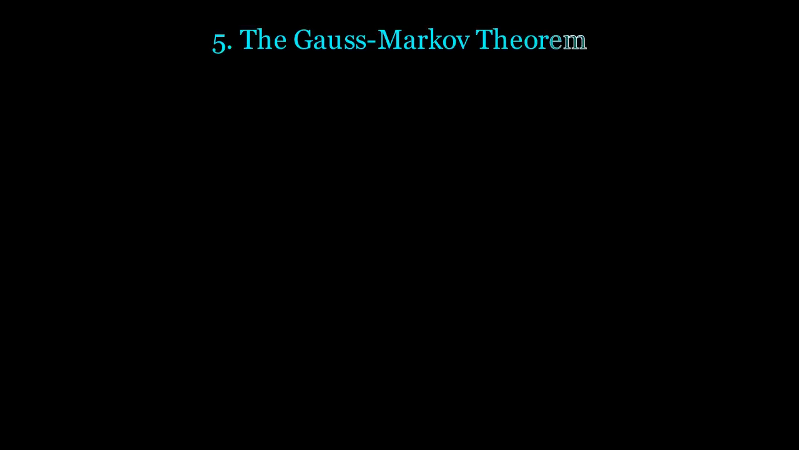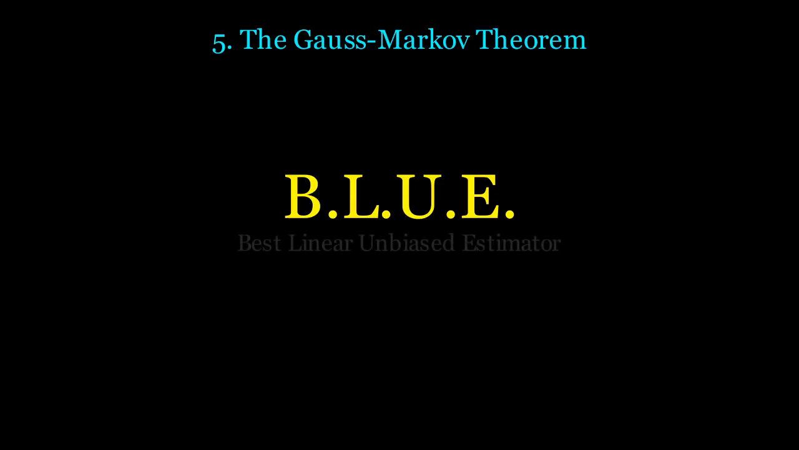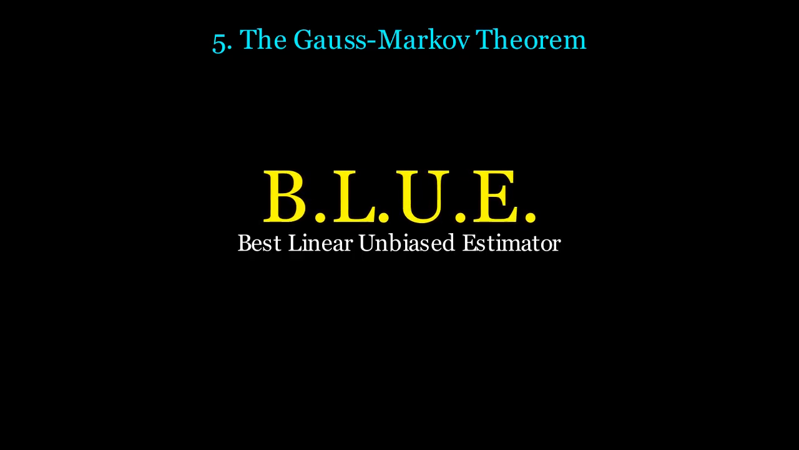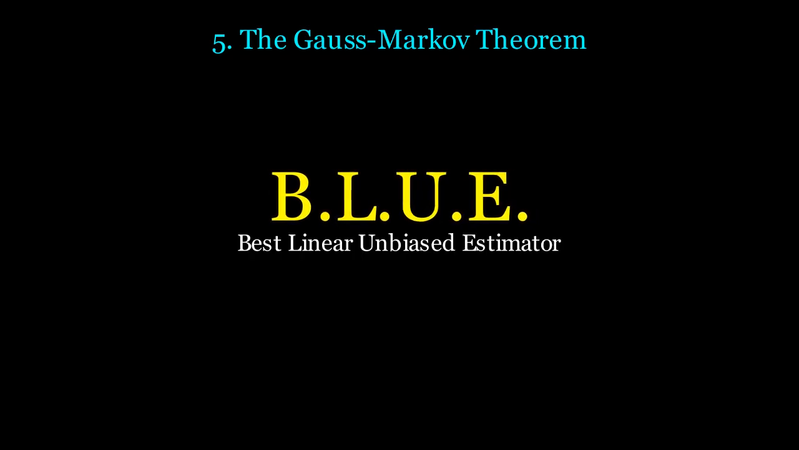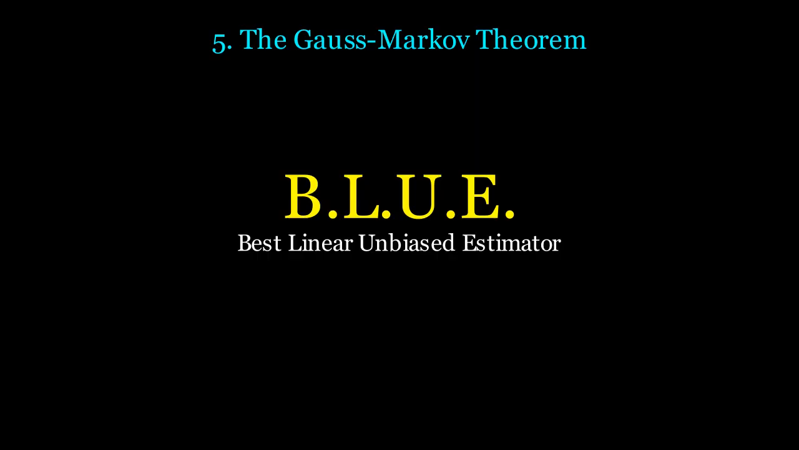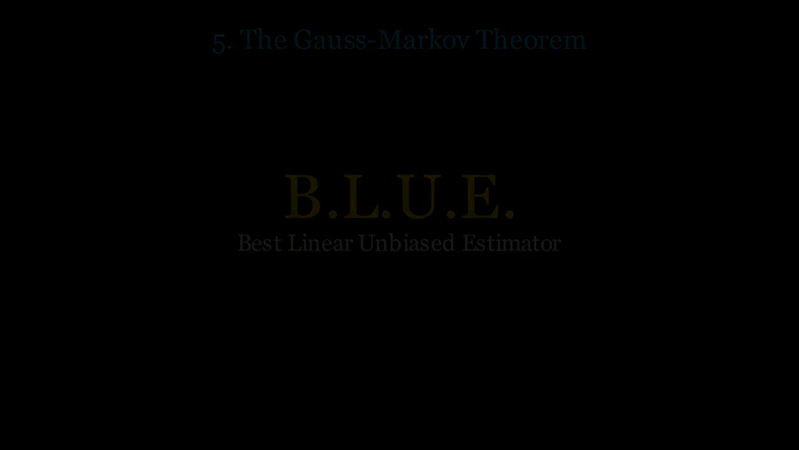Section 5. The Gauss-Markov Theorem. Why is OLS so famous then? Because of the Gauss-Markov Theorem. It states that under certain conditions, like homoscedasticity and no autocorrelation, OLS is the BLUE, the best linear unbiased estimator. Best means it has the minimum variance among all linear unbiased estimators. This is why it became the industry standard, but it's only best if its strict assumptions hold true.